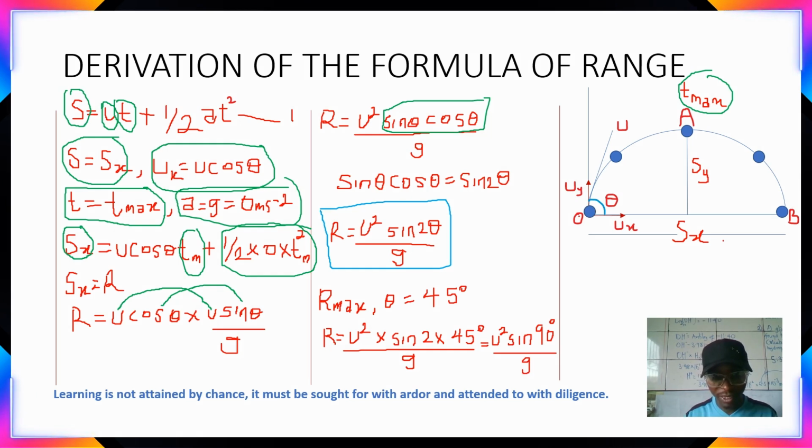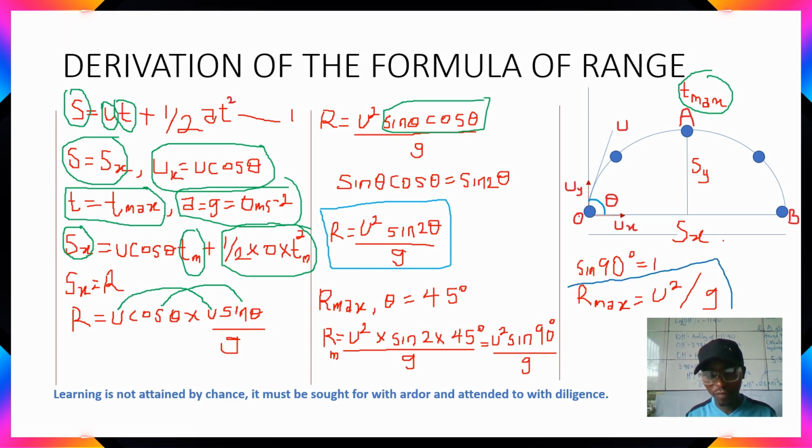This is maximum range, we shouldn't forget that. Then that implies that from trigonometric identities, sine 90 degrees equals 1. So if sine 90 is 1, therefore maximum range will be equal to u squared over g, and that is the formula to calculate the maximum range of a projectile.